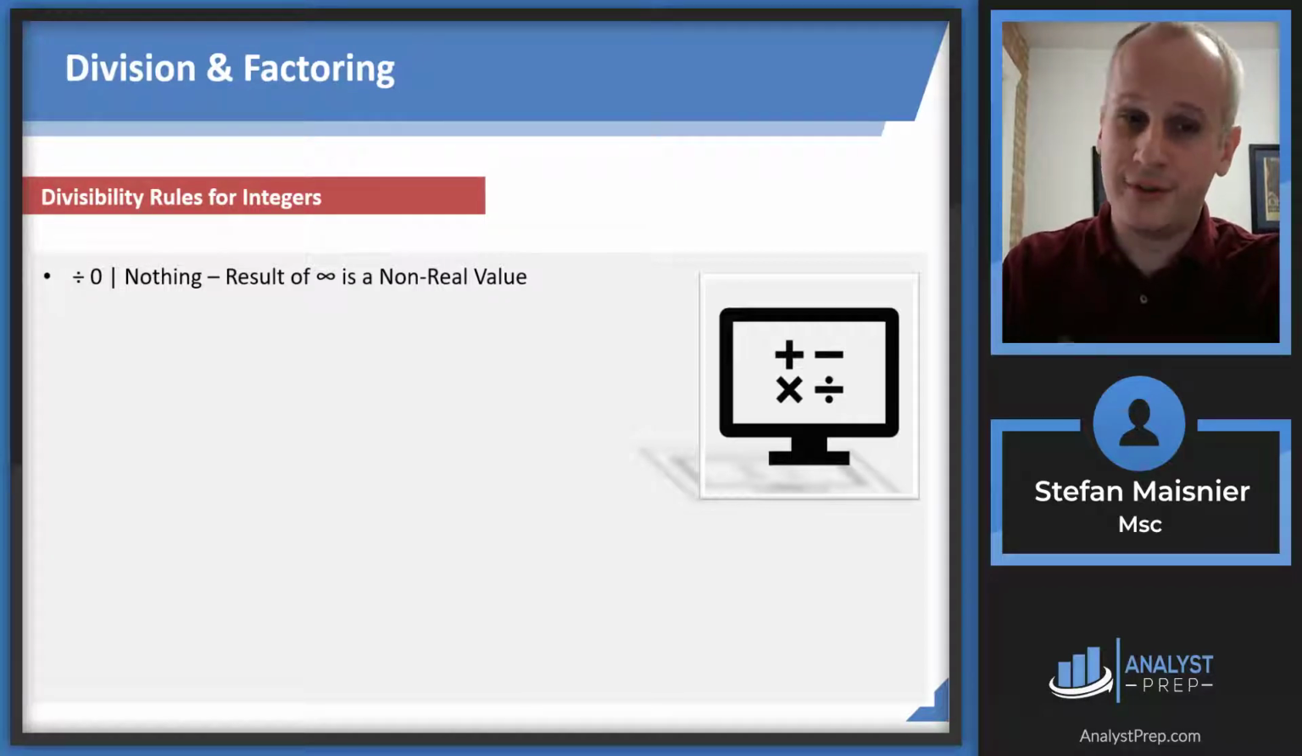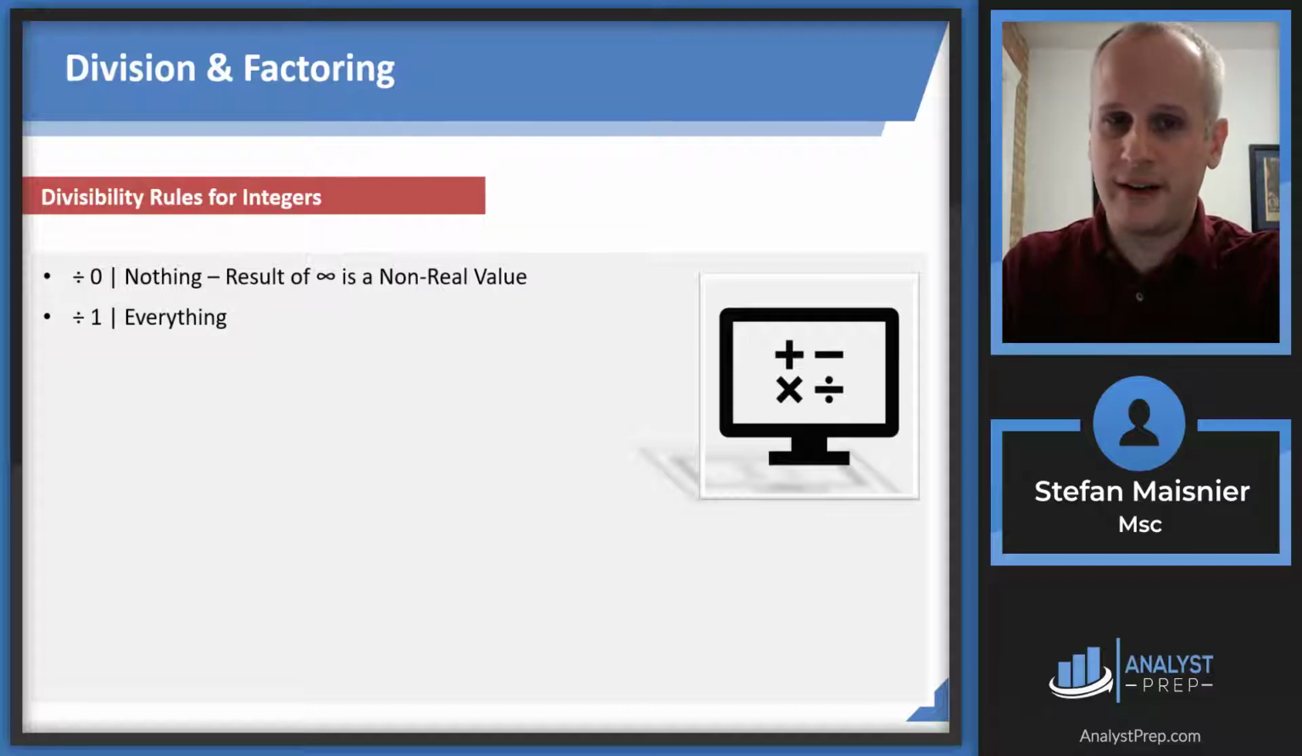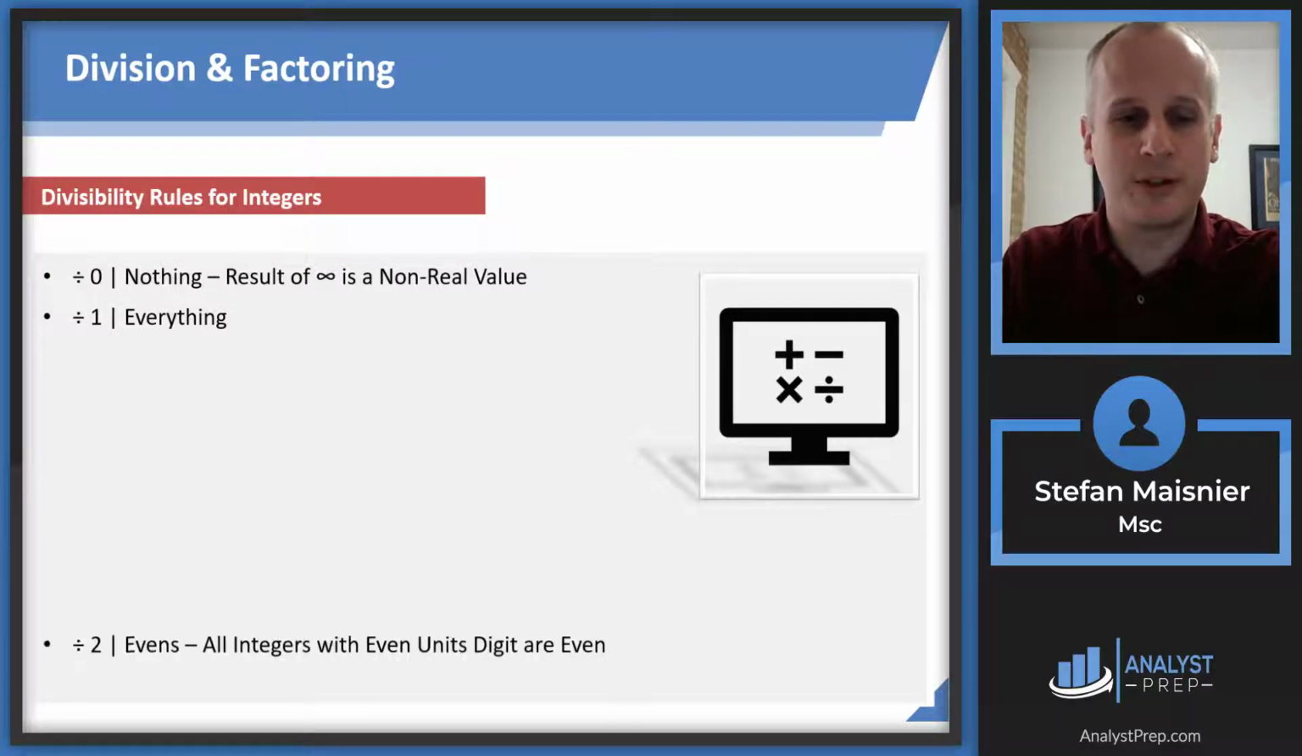So always remember that you cannot divide by 0, at least on the GMAT. Now, everything, however, is divisible by 1, because 1 will go into everything. It's just the way the arithmetic system works.